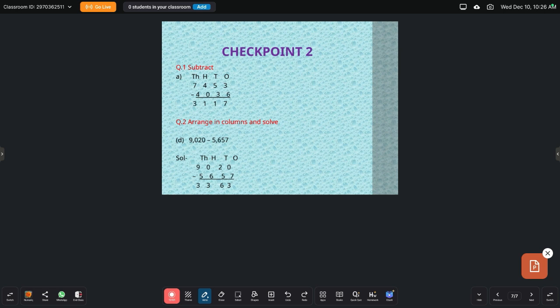Now move to checkpoint 2. In checkpoint 2, we have the first question, subtract.